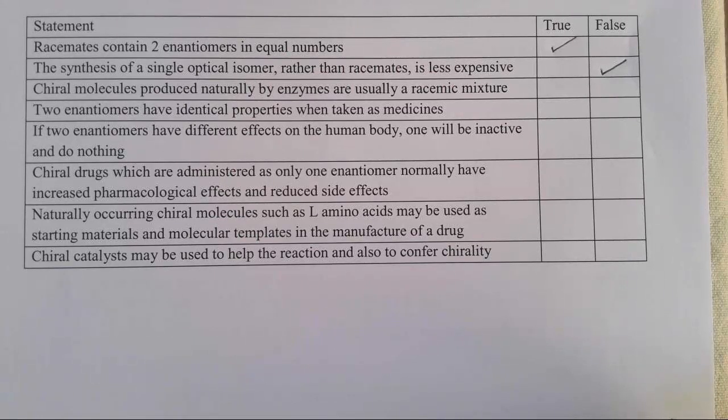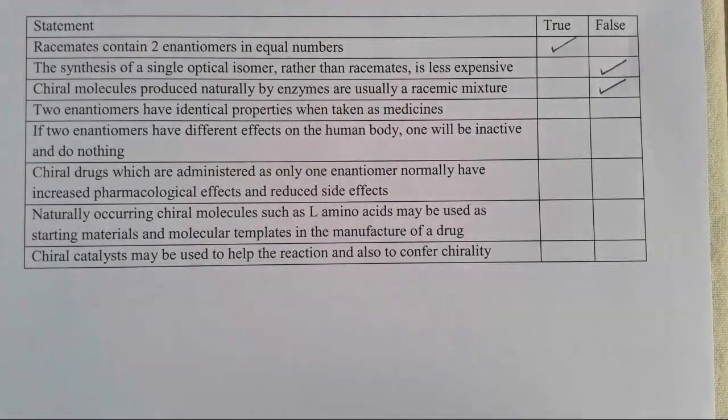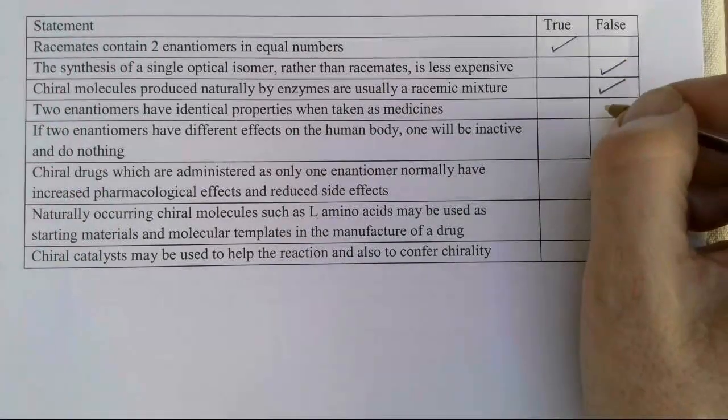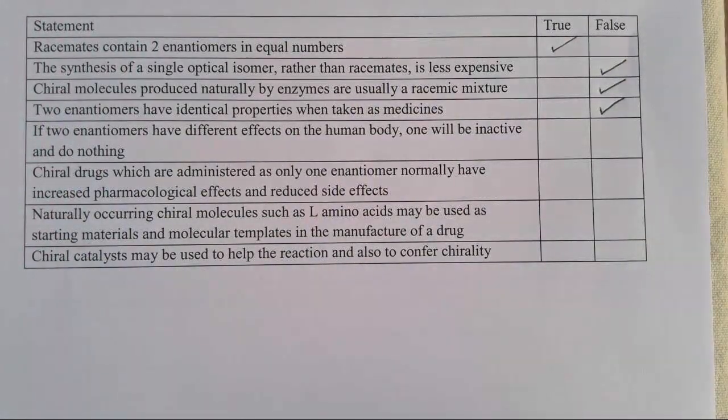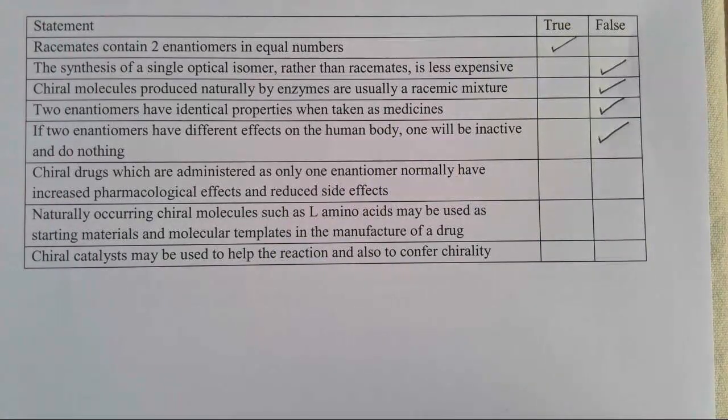Chiral molecules produced naturally tend to be a racemic mixture. That's false. Because it's produced by natural chiral molecules, they tend to also produce other chiral molecules. 2 enantiomers have identical properties when taken as a medicine. That's false. If 2 enantiomers have different effects on the human body, one will be inactive and do nothing. Again, that is false. We've seen that with thalidomide, where one drug was effective and the other drug was ineffective for morning sickness, but shut down limb development in a growing fetus.